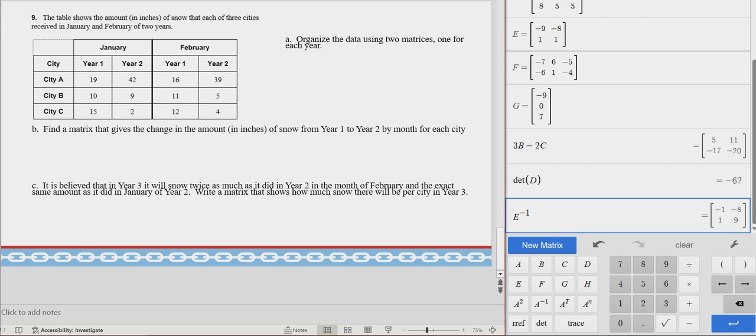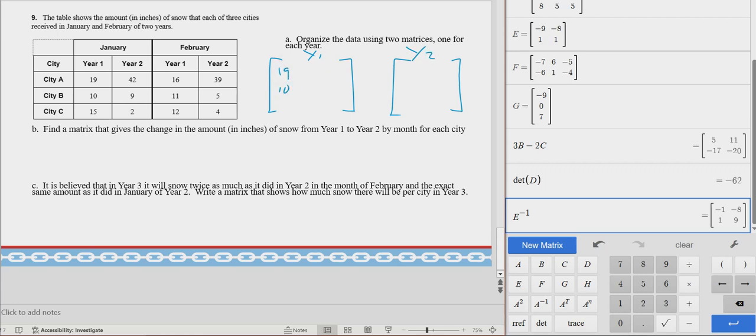So for number 9, the most actual thinking that needs to be done on the entire quiz. So a table shows snowfall for 3 cities over 2 years in the months of January and February. Part A asks us to write 2 matrices sorting this data by year. So right now it's sorted by month. So we're going to have a year 1 matrix and a year 2 matrix.